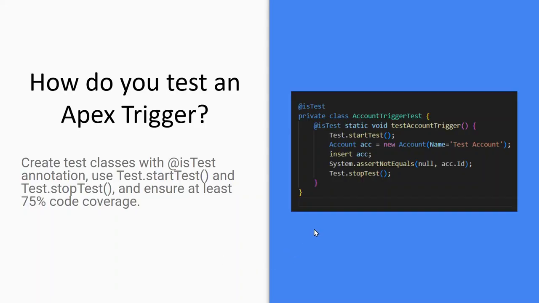Here you can see the code example, where we are creating an Apex test class on account records. We are just creating an account record with the name Test Account, and we are checking if the record is inserted or not. If the record is inserted, then this account ID will be there. So if the assertNotEquals returns true, that means the account is inserted.